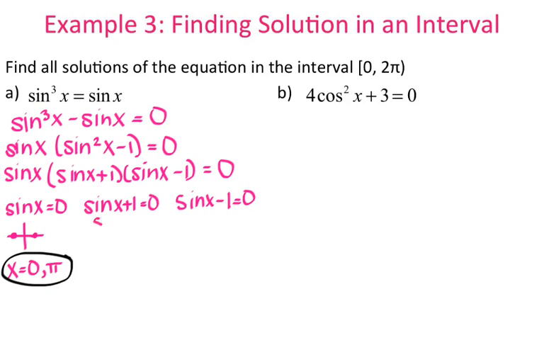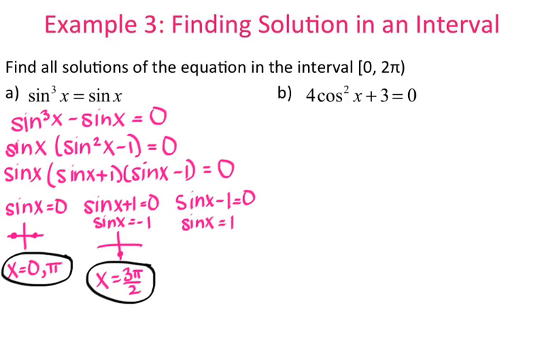For your second equation, I have sine of x equals negative 1. So my y-coordinate is negative 1 down here. So that angle measurement is 3 pi over 2. So there's another solution for x. And then finally, for this one, I have sine of x equals 1. So I'm trying to find when my y-coordinate is 1, which is up there, and that is at pi over 2. So x equals pi over 2. So all of these angles together make up your solution.